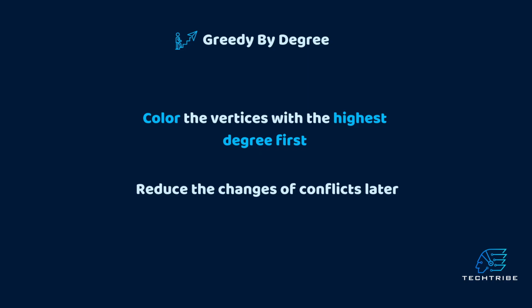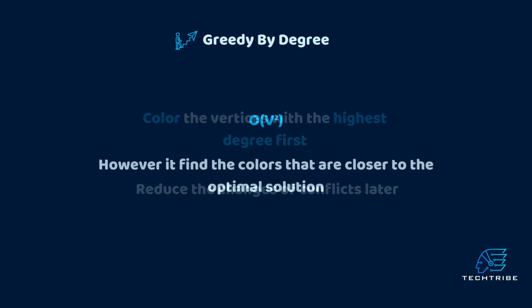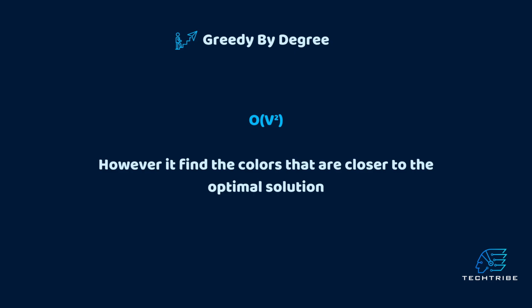The implementation will be just like the greedy version. The only difference will be the way we order the vertices. The ones with the most neighbors will come first. And just like the simple greedy algorithm, this algorithm has O(V squared) complexity, still very efficient, but in practice it tends to find colorings that are closer to the optimal solution. Let's dive into the code and implement this solution.